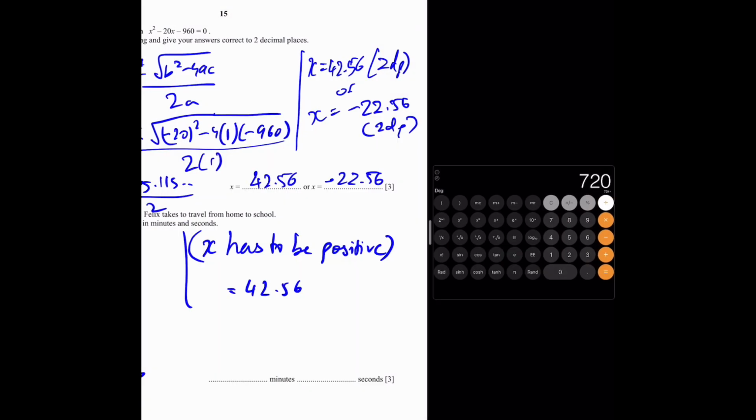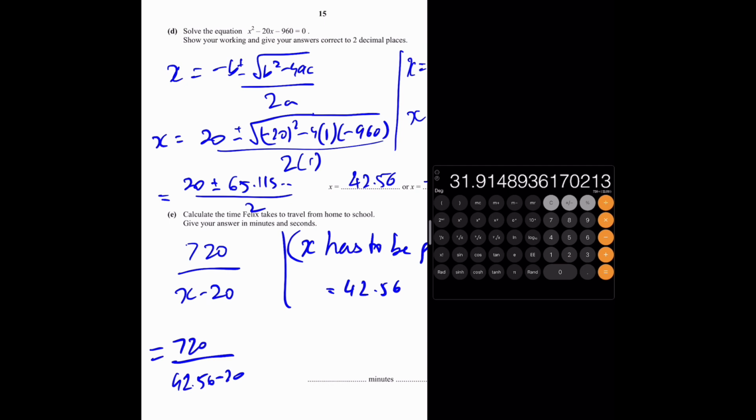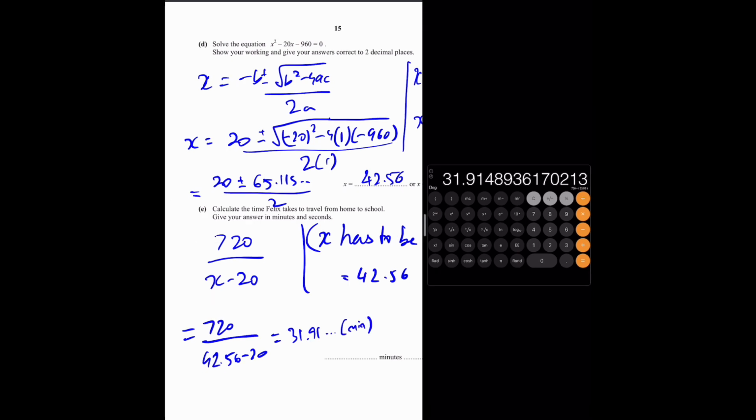720 divided by 22.56, that's 42.56 minus 20, so we get 31.91, and this is in minutes. And now we have 31 minutes, of course, since there's a whole number part. And now let's just subtract and multiply by 60 to get the number of seconds. So this is 55 seconds.